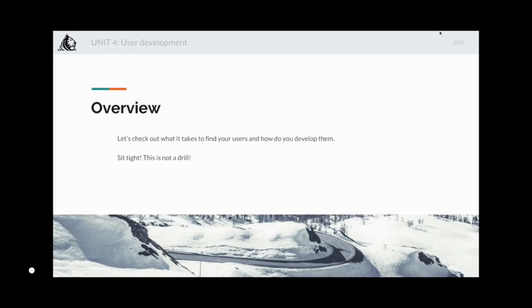So, we are going to call it user development. There are multiple terms for this: user research, user development, and so on, customer development as well. But in this particular case, for this particular unit, we're just going to talk about user development. We'll use the term.